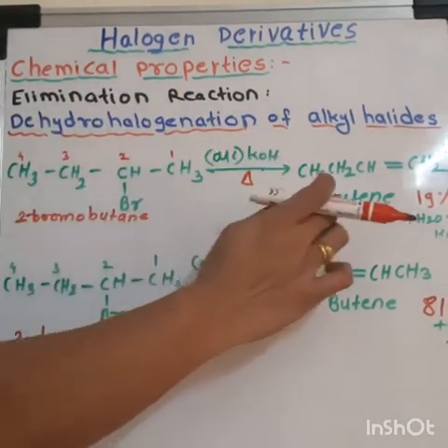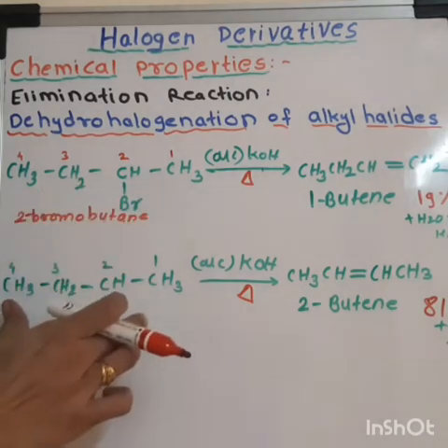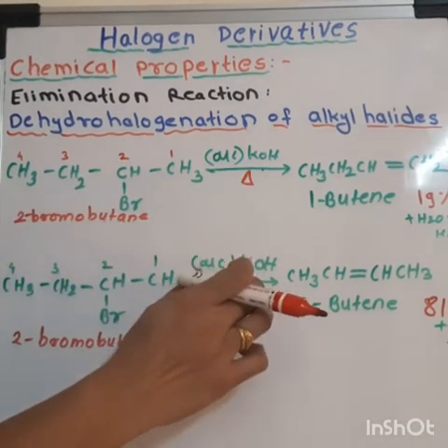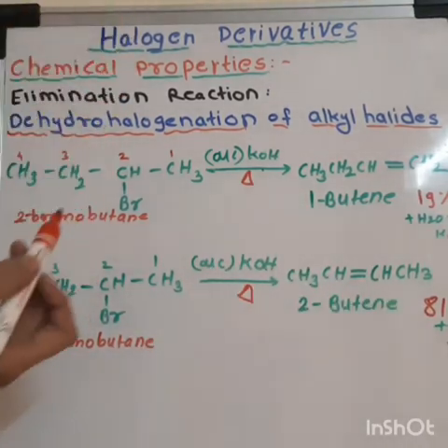One reaction gives 1-butene, and the same substrate, when boiled with alcoholic KOH, gives 2-butene as another product. But how? Let's see.